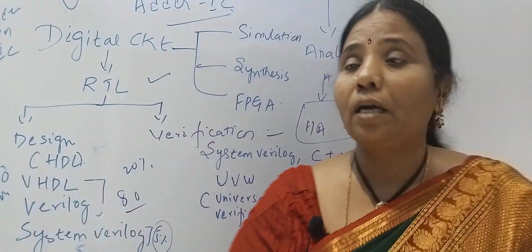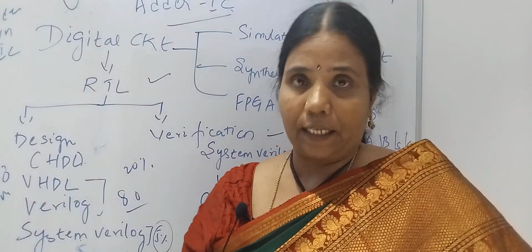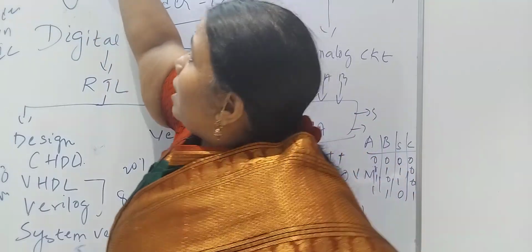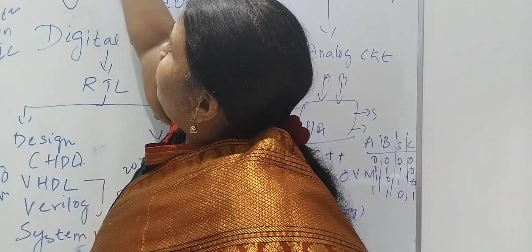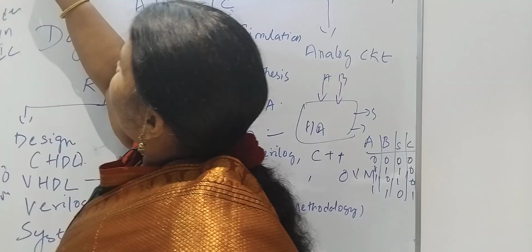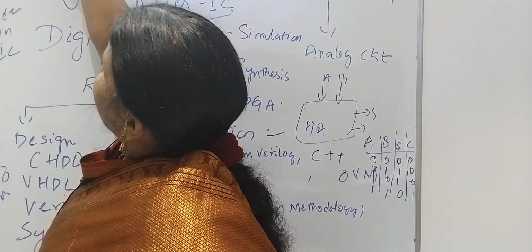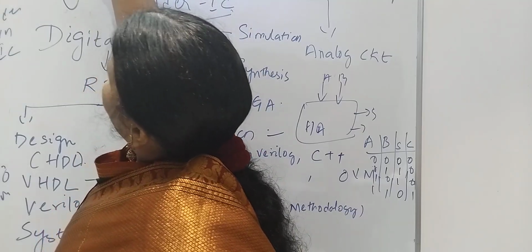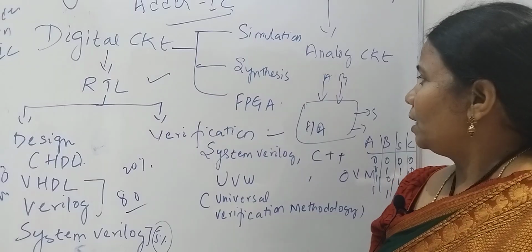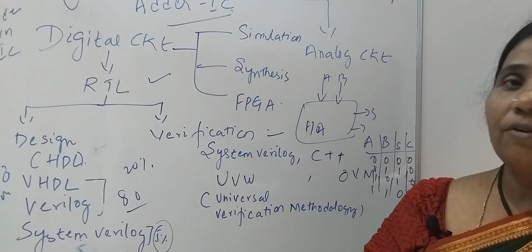What does synthesis mean? The conversion of the HDL code you have written into a gate level circuit is what we call synthesis. A half adder is going to have an XOR gate and an AND gate. It has two inputs, A and B, and the outputs are sum and carry. This conversion of the written code into a hardware circuit, we call synthesis.